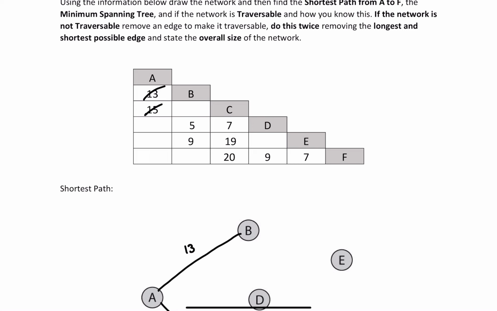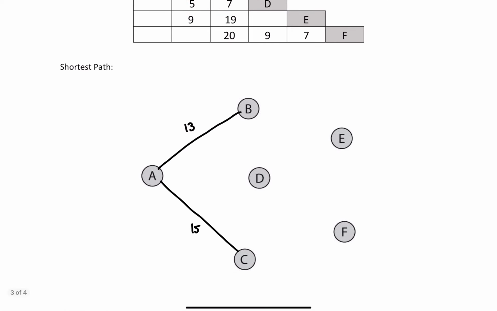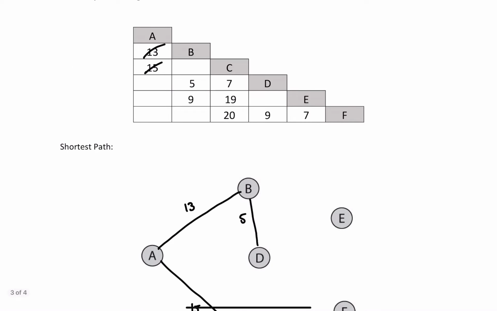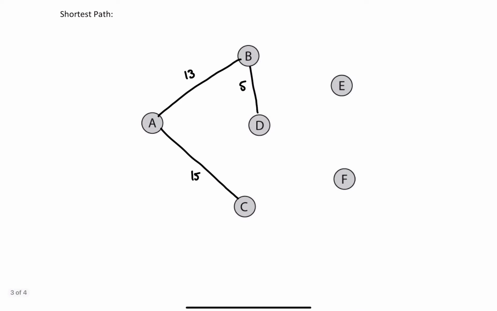Now I'm going to look at the remaining connections from B. So B has 3 connections in total because it's got this one here, plus it's got the 2 extra in its column. So in the column, we've got B, and it's in row D, so that means a connection from B to D of 5. So I've got a line from B to D, which is 5 long, and then I've got a line from B to E, which is 9 long. So on my diagram, I'm going to draw a line from B to E, and call it 9.